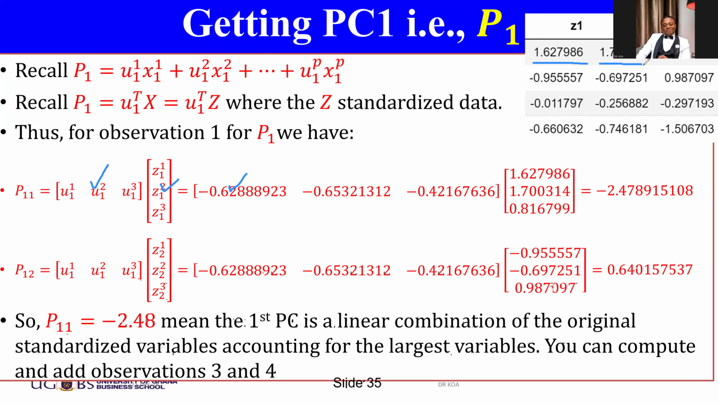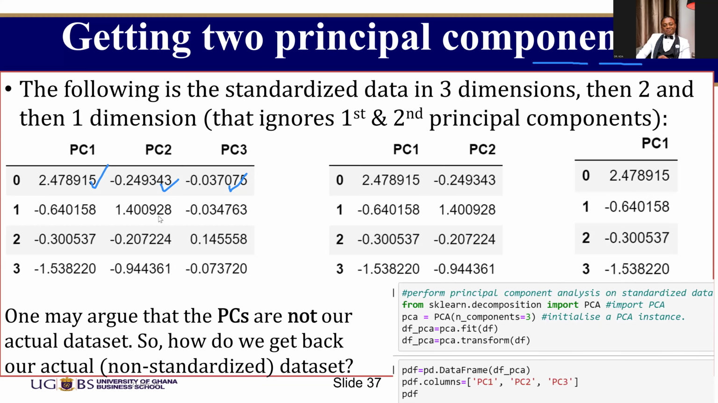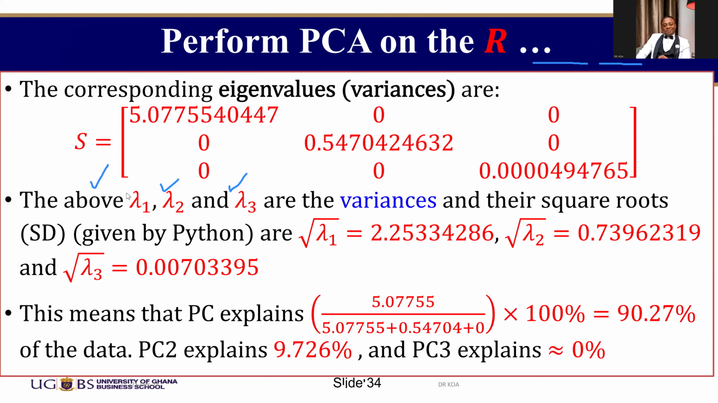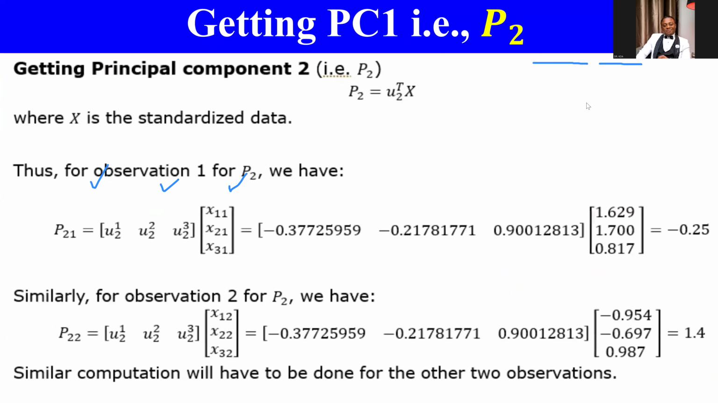Okay. And the last one, of course, is 0.8167. Are they the same thing as we have here? Let's look at what we have here. The first one is 2.47. But if you can remember, the original was 1.6 something, 1.62. Okay. And then this second one is 1.7. Okay.